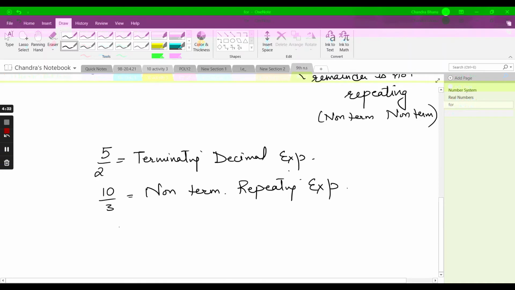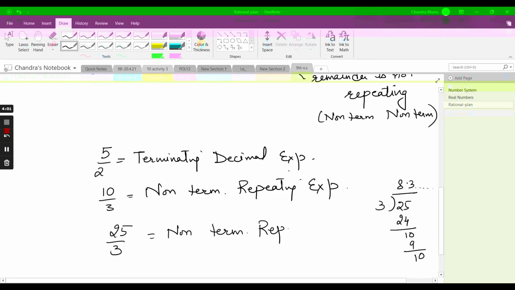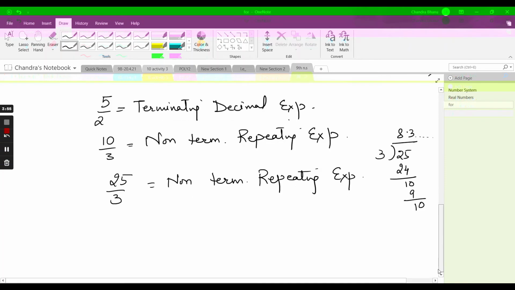Let me take one more example with you. If I say 25 by 3, let's try to divide 25 by 3. What's going to happen? 25 by 3, 8, 24, 1, decimal 0, 3, 9, again 1. So if I get again 1, that means again 10, again 9. So this 3 is going to repeat itself. So again this is non-terminating repeating. So if you try to take any rational number, it is going to give you only these two forms, terminating and non-terminating repeating expansion.